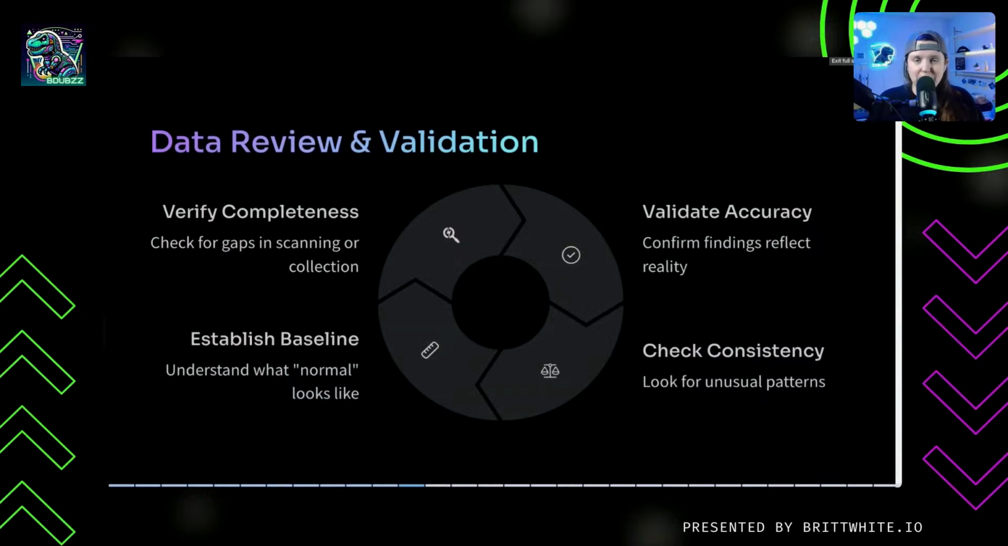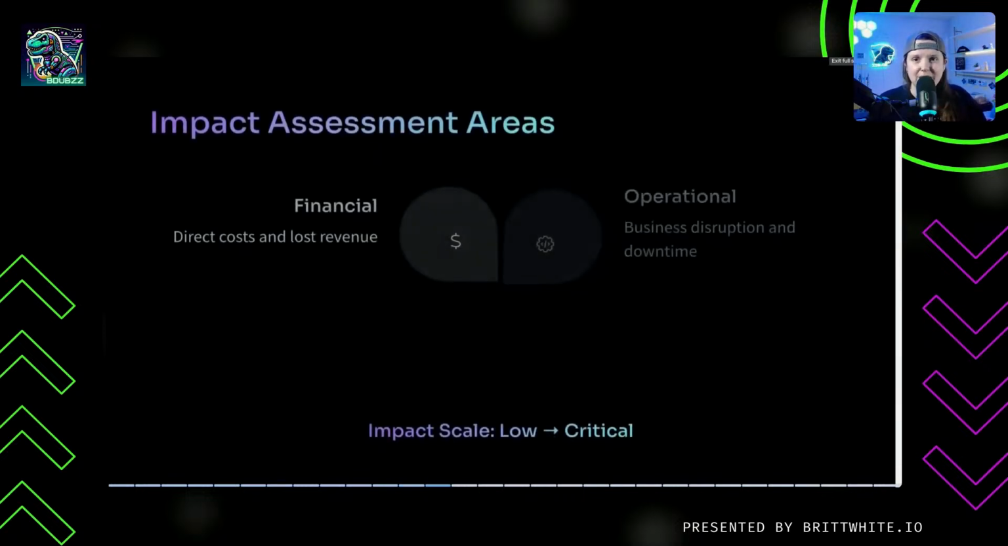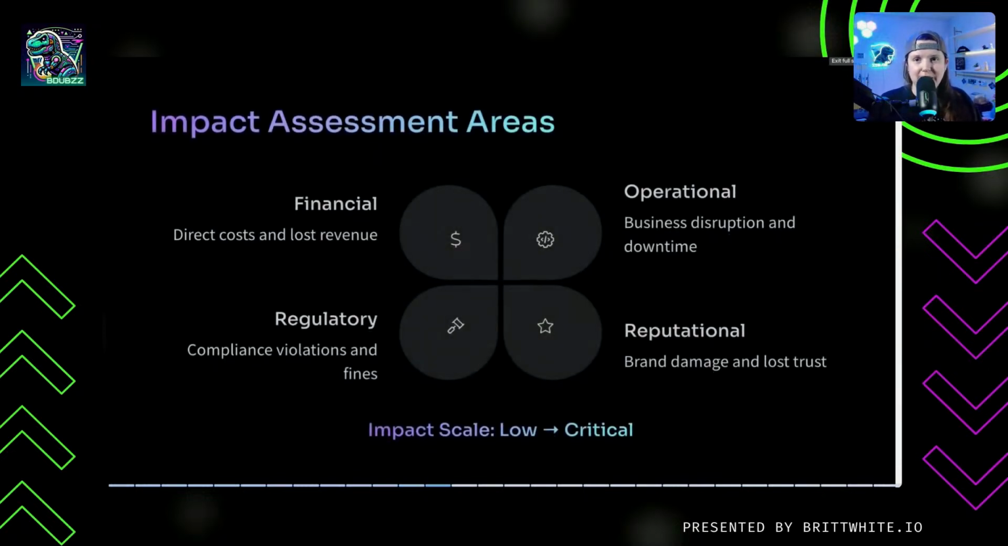Finally, we establish our baseline context by understanding what normal looks like in our environment. Without this baseline, we can't effectively identify anomalies. This foundation of thorough data validation is important because all of our subsequent analysis and decisions depend on having accurate information. Now let's look at what's really at stake when we're analyzing our security findings.